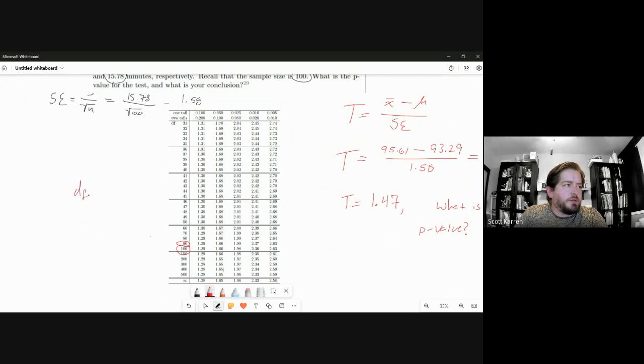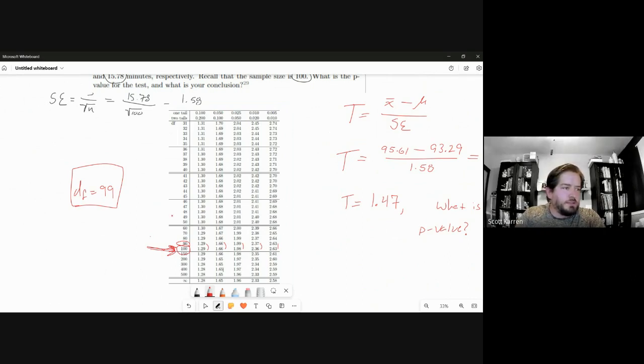Our degrees of freedom here are 100, or sorry, they're 99 because we have 100 people that were surveyed, but there's no difference between these two and these two. There's a 0.01 difference between 90 and 100. And then there's not a difference in that last one. So if my degrees of freedom are 99, that's a large enough number that I can use the T chart at 100, right? And my T value was 1.47.